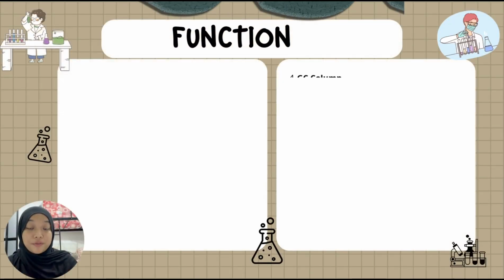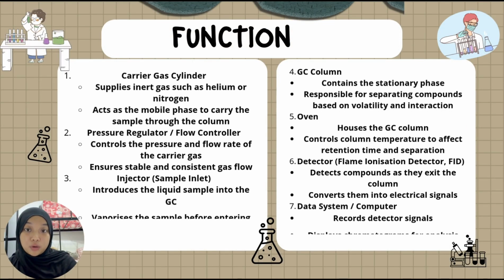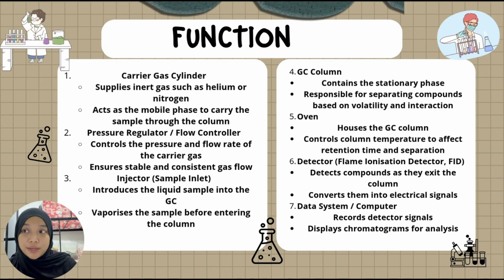Next slide, we have the function of the flow of gas chromatography. The first one, we have a carrier gas cylinder, a supplier of inert gas, helium or nitrogen, acting as the mobile phase to carry the sample through the column. And then number 2, we have a pressure regulator or flow controller, which controls the pressure and flow rates of the carrier gas and ensures a stable and consistent gas flow.